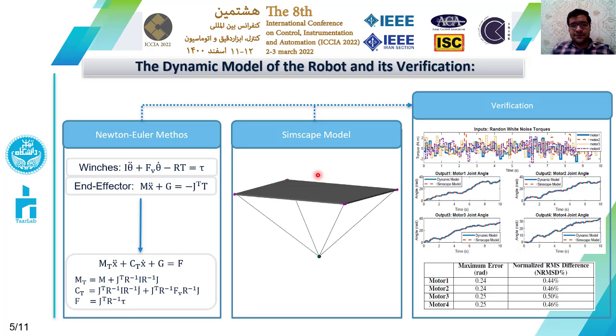And then we utilized the Simscape environment of MATLAB for verifying these equations. Of course, we modeled the physical system of the robot, and then we gave this random white noise torque to both of these models, and we observed the output joint angles. And we realized that these two outputs are lying on each other for all the four motors. And of course, the maximum amount of error was about a quarter of a radian, while the range for the output was about 40 radians.